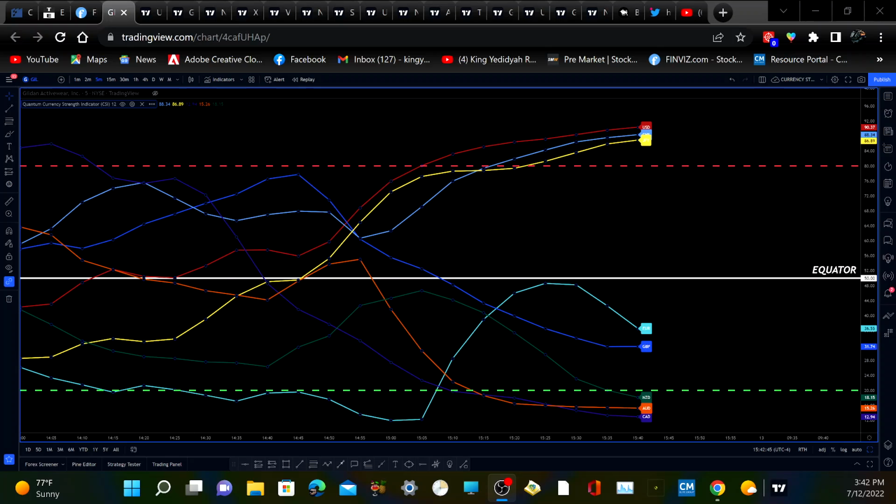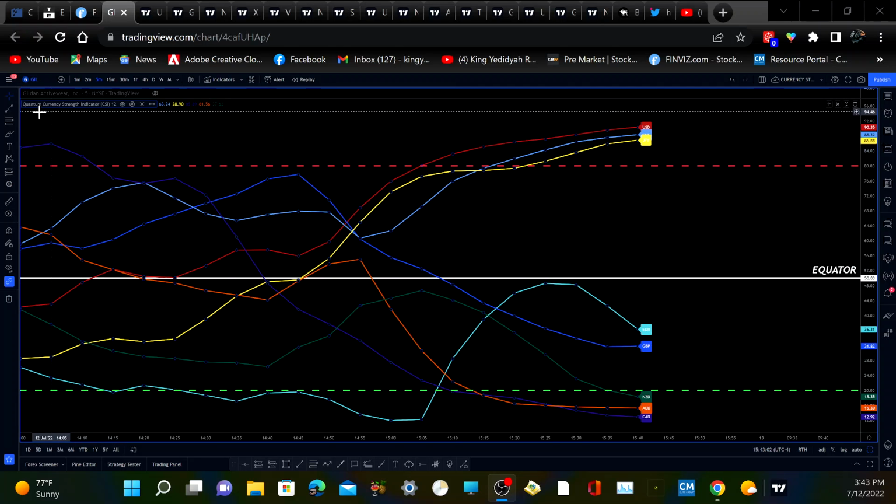Today is the 12th of July 2022. It's a Tuesday at 3:42 p.m. Eastern Time in New York City, and I'm in the live trade on GBP/USD. So let me just break down how I got into this trade.